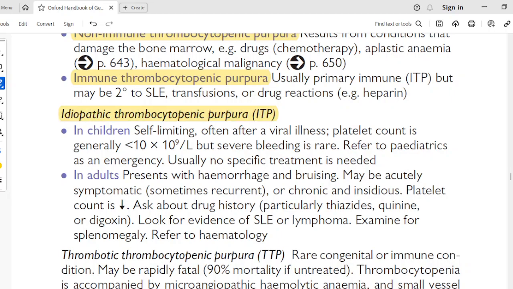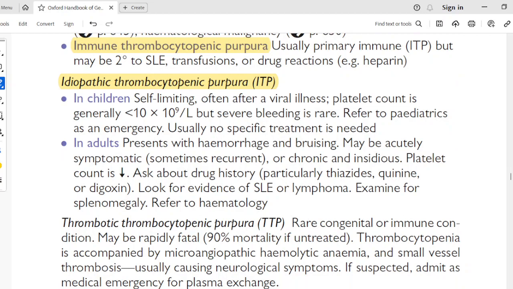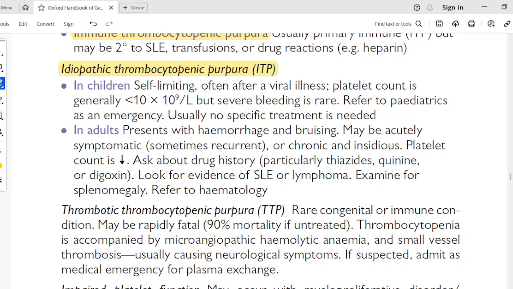Idiopathic thrombocytopenic purpura. In children, it is self-limiting, often after a viral illness. Platelet count is generally less than 10,000, but severe bleeding is rare. Refer to pediatrics as an emergency. Usually no specific treatment is required in children with ITP.